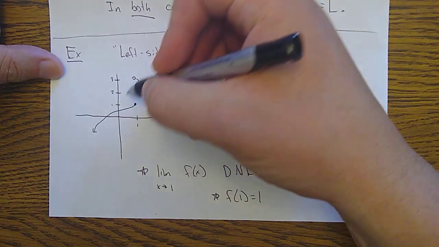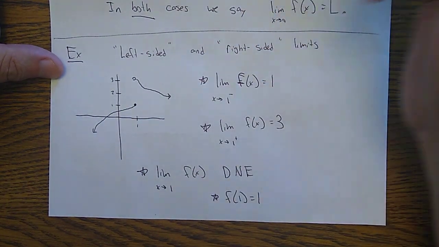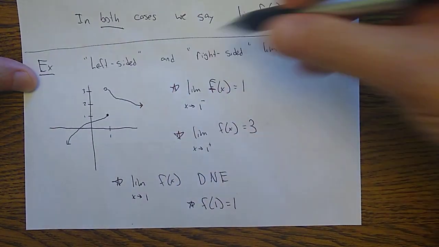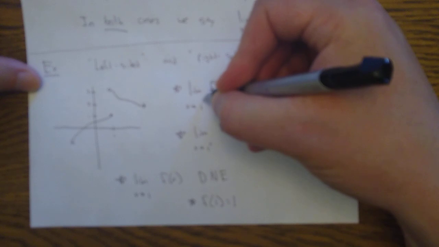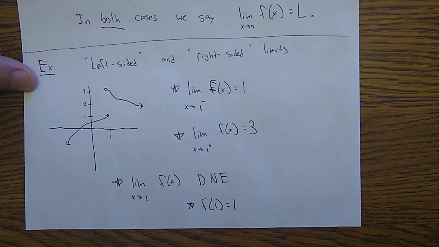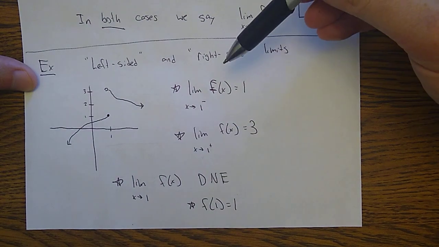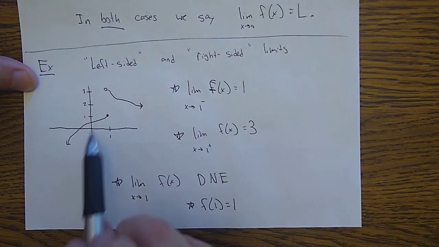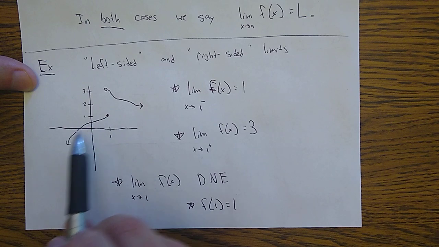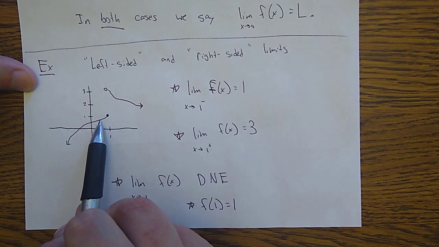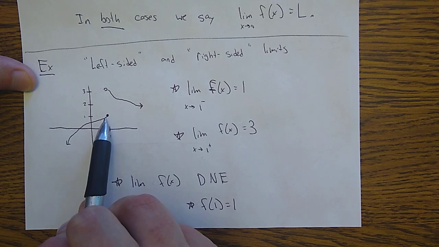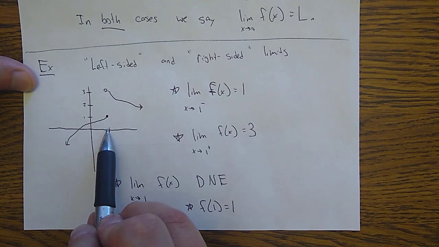So here I drew a graph, and in this picture, the limit as x goes to 1 from the left, and we write this minus above the 1 to emphasize that this is a limit from the left, of f of x is 1 because of the values that are a little bit to the left of 1.